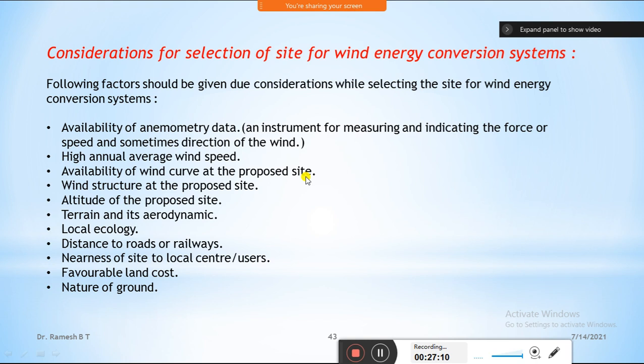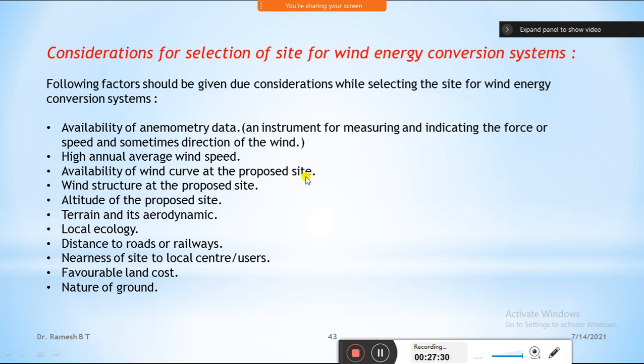Terrain and its aerodynamics. We already know the aerodynamic design, that is how we make the blades. If the blades have an aerodynamic design and the wind supports that design, it will easily rotate our blades and generate the energy. That is also one of the considerations.